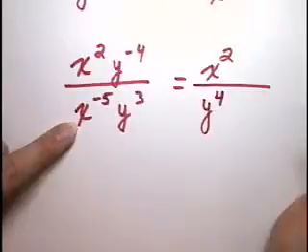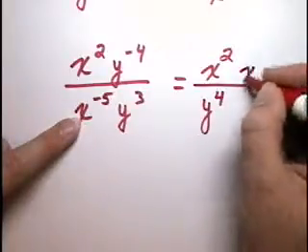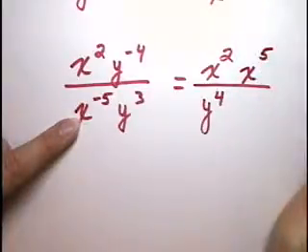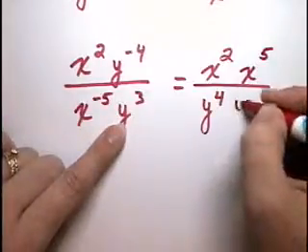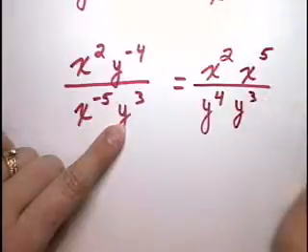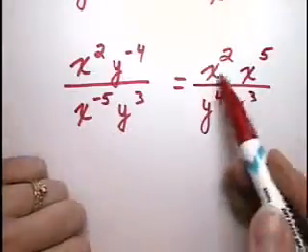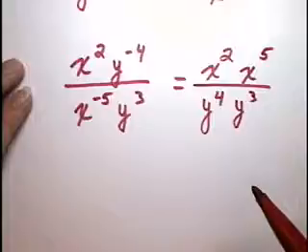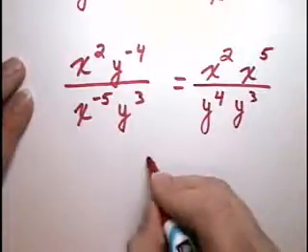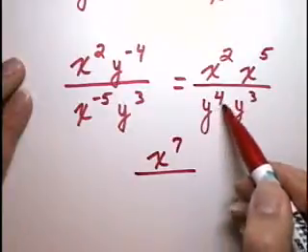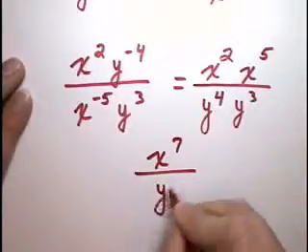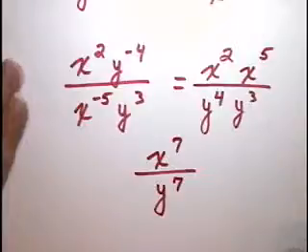X to a negative 5 has a negative exponent, so I'm going to move this to the other side of the fraction. Since it's on the bottom, I'm going to move it up to the top as an x to the 5th. Y to the 3rd has a positive exponent, so it can stay where it is on the bottom. Now what I have is x squared times x to the 5th on top. So I could simplify that and say I have x to the 7th on top. I have y to the 4th and y to the 3rd on the bottom, so I can simplify that to say x to the 7th over y to the 7th.